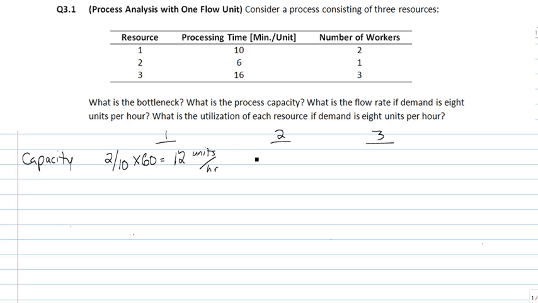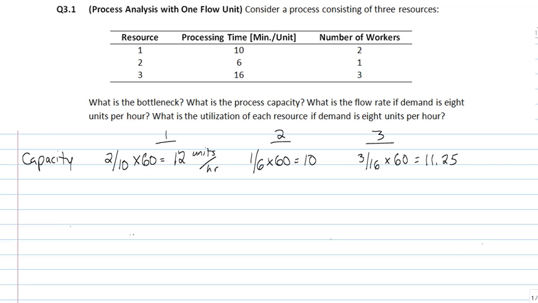Similarly, for resource 2, we have 1 worker and an activity time of 6, which results in a capacity of 10 units per hour. Finally, for resource 3, we have 3 workers and an activity time of 16 units, which results in a capacity of 11.25 units per hour.